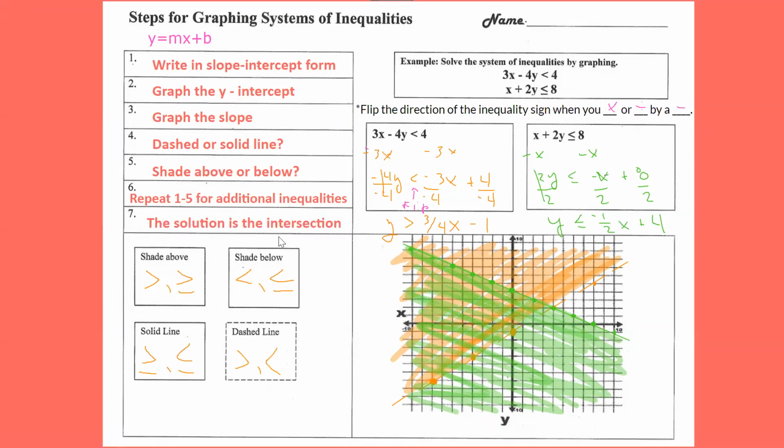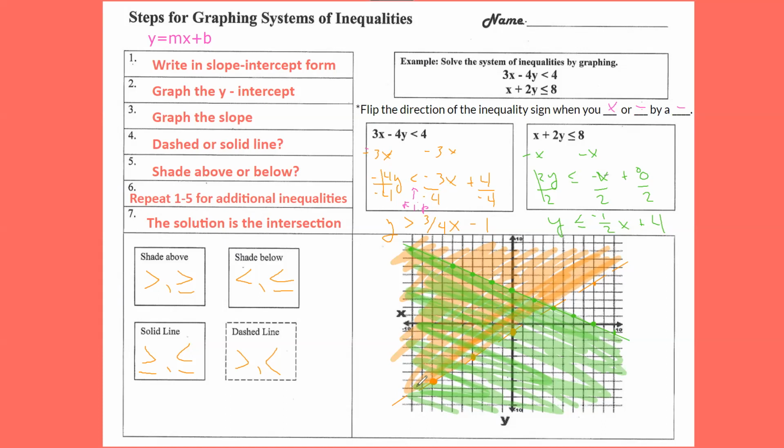Okay, step 7. So the solution is the intersection. So where the shading and the lines overlap is where our solutions to the system lie. Now something to notice, our green line is solid and we have the orange shading over it, so that's part of our solution, the points on the green line. But the points on this orange line, even though they're overlapped by the green shading, these are still not included in the solution because they're not a solution to both of the inequalities.